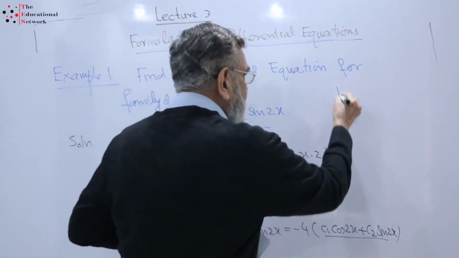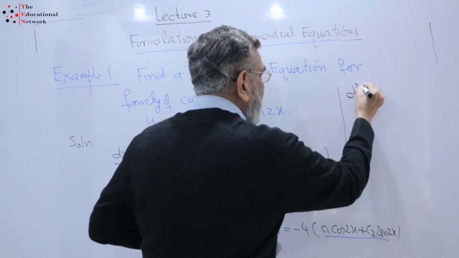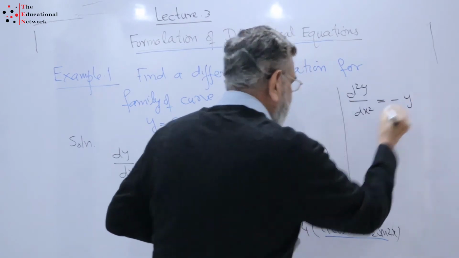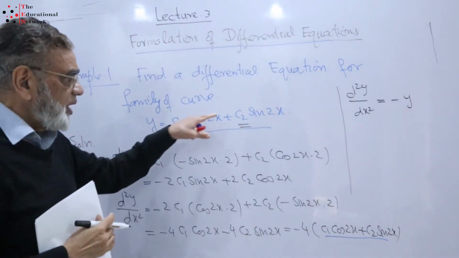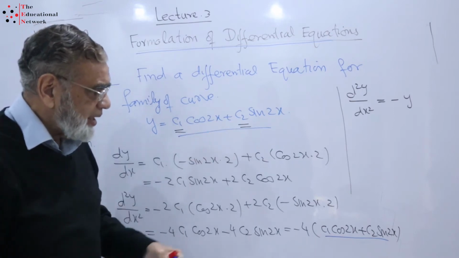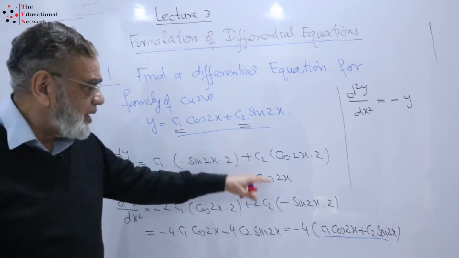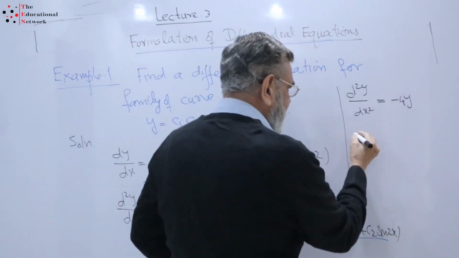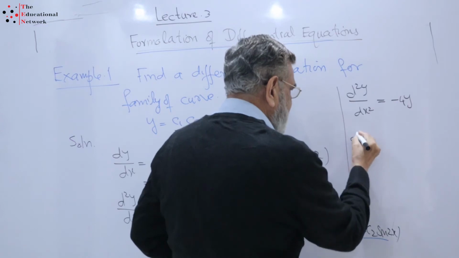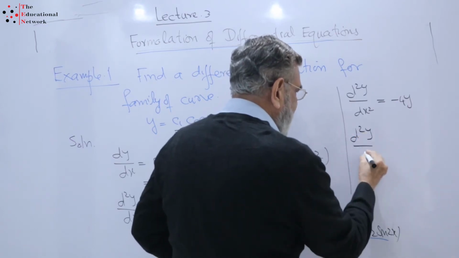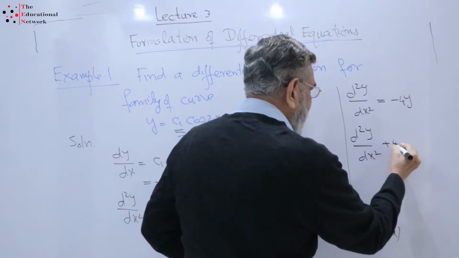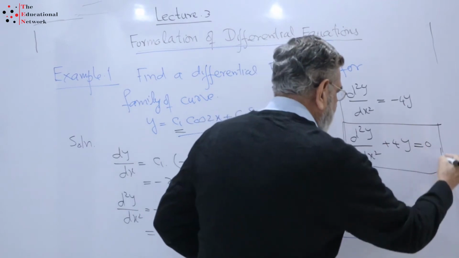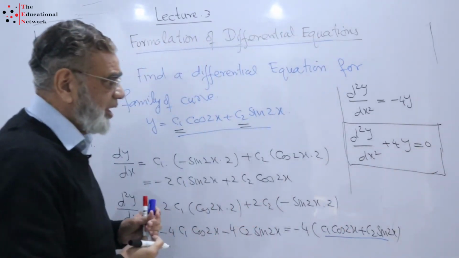You can write the result as d2y by dx square is equal to minus 4y. I substitute y as c1 cosine 2x plus c2 sine 2x, and then I can write the value. I take minus 4y to this side. I get the differential equation d2y by dx square plus 4y is equal to 0. So that's the required differential equation for the family of curves, and the differential equation is of order 2.